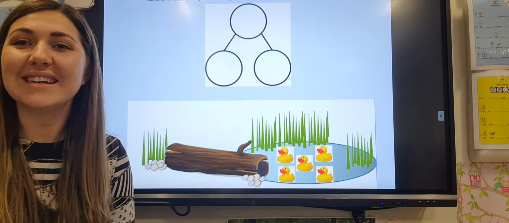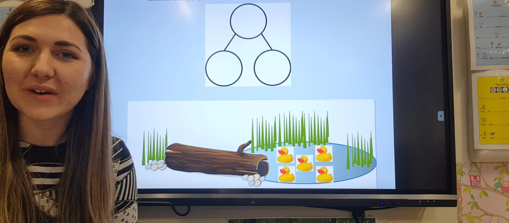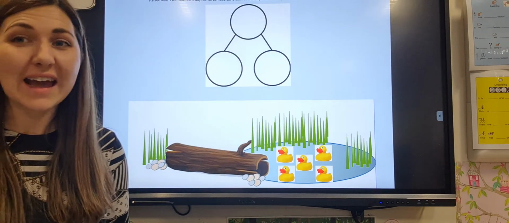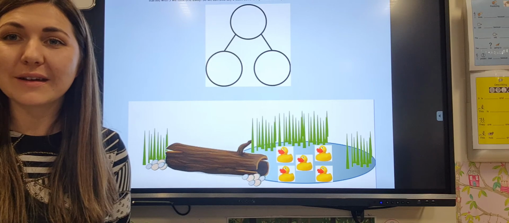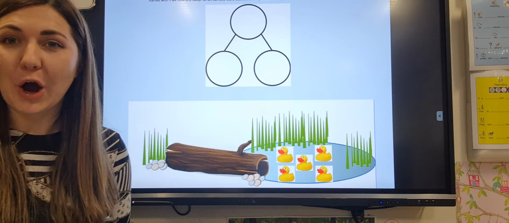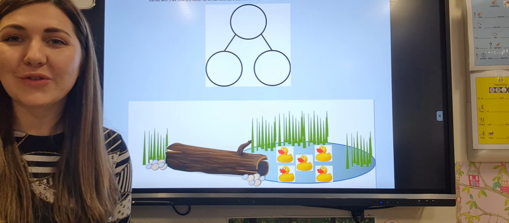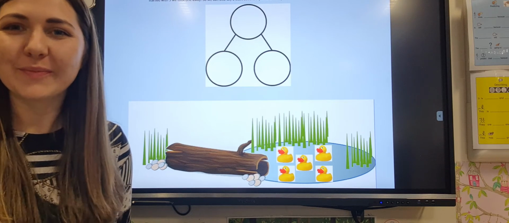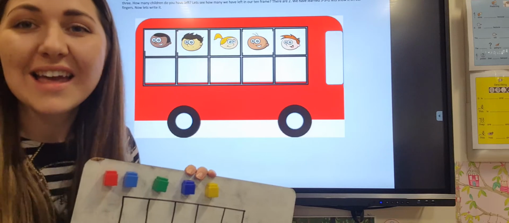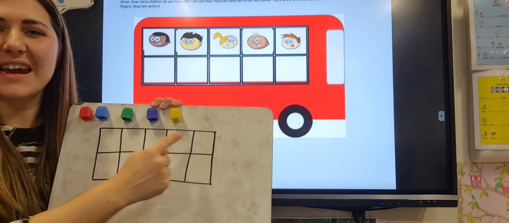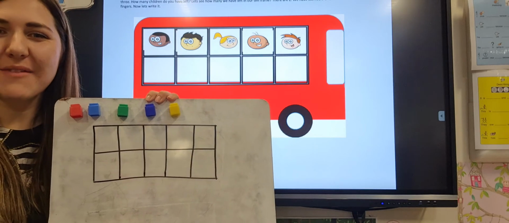Now it's your turn. Can you think of a story? Maybe your story is about ducks flying away from the pond or frogs hopping onto the log. Remember to use your part-part whole model. For the next problem, we're going to use our tens frame. Get your tens frame, everybody.